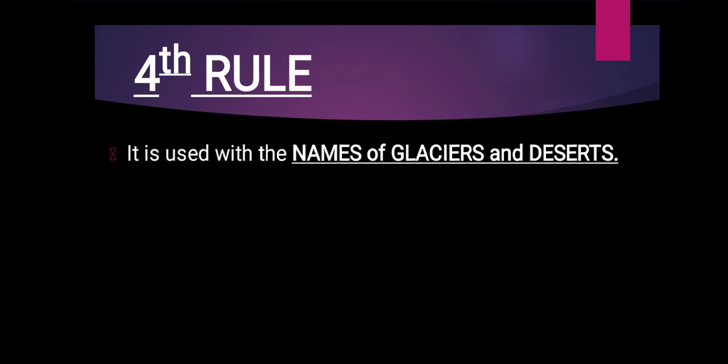Now comes the fourth rule. The fourth rule says that it is used with the names of glaciers and deserts. Just like Siachen. Siachen is a glacier and we'll use the definite article with it, so it becomes the Siachen, and whenever we use the name of a desert in writing or in speech we'll use the definite article "the" with it.